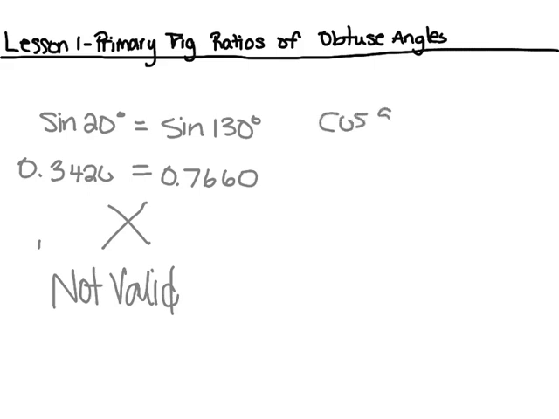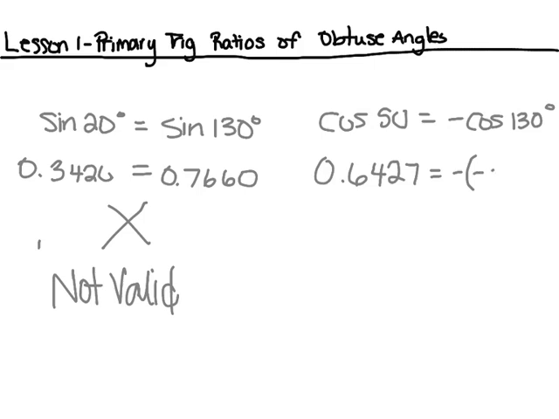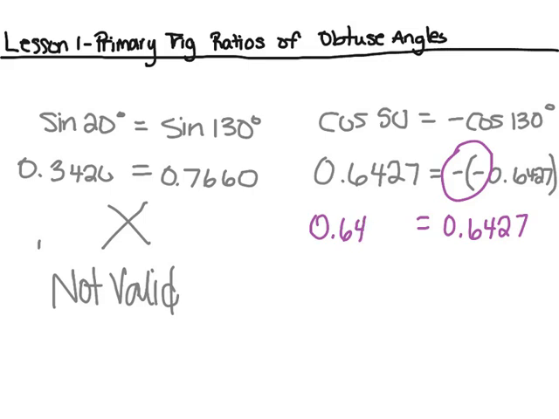We have the cos of 50 is equal to the negative cos of 130 degrees. So type this into your calculator. Cos of 50, you get 0.6427. For the next one, don't forget the negative sign, put a bracket. Cos of 130 is negative 0.6427. Because we have a negative and a negative right here, when we multiply those together, we will get a positive. Therefore, these two are equal, and this is valid.